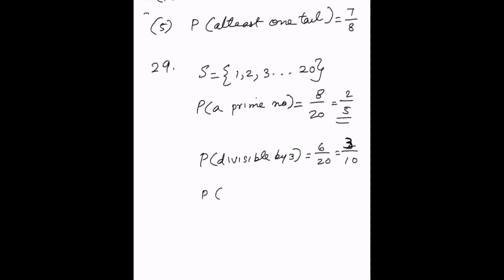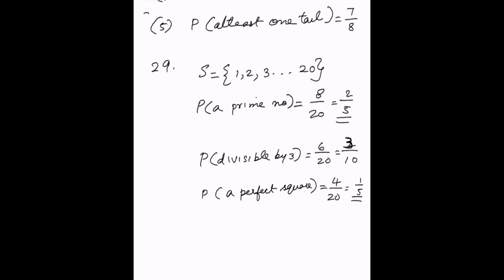Next one, probability of a perfect square. So how many perfect squares are coming here? 1 is a perfect square, right? 1 into 1 is 1. 4, 2 squared, is a perfect square. 9 is a perfect square. 16. So 4 are coming. 4 by 20, which would be 1 by 5.